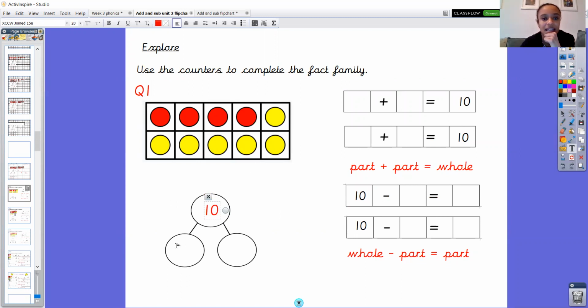Okay, so can you please draw yourself a part whole model like mine and put in the 2 parts. So we know that 10 is the whole, and we put in the 2 parts. So please pause the video now and put the 2 parts into your part whole model.